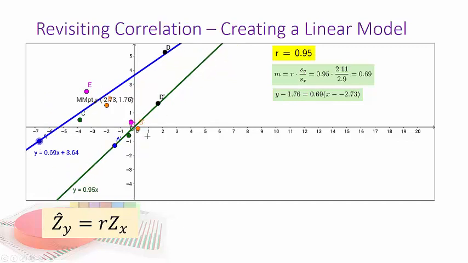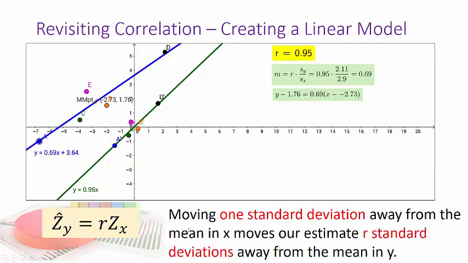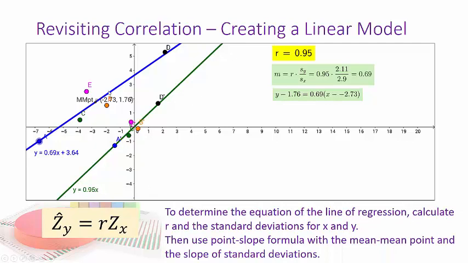When we have this slope, it's pretty much the correlation coefficient. So again, moving 1 standard deviation from the mean in x moves our estimate r standard deviations from the mean in y. So what does that mean? Well, if I want to determine the equation for the line of regression, all I have to do is figure out r, figure out the standard deviations for x and y, and then that'll give me the new slope. Then I can use the point slope formula, and what is this point in here? Well, it's this point over here, the mean point. So if I know the means of the data, I can go back and actually calculate the regression line. Okay, so we're going to go ahead and do that.